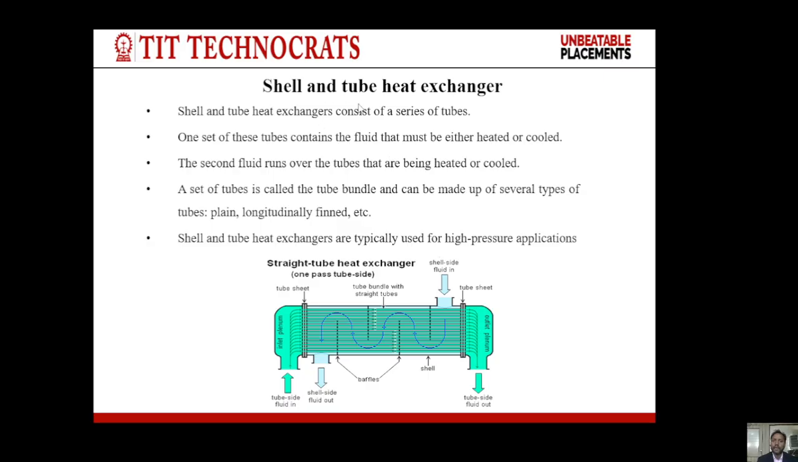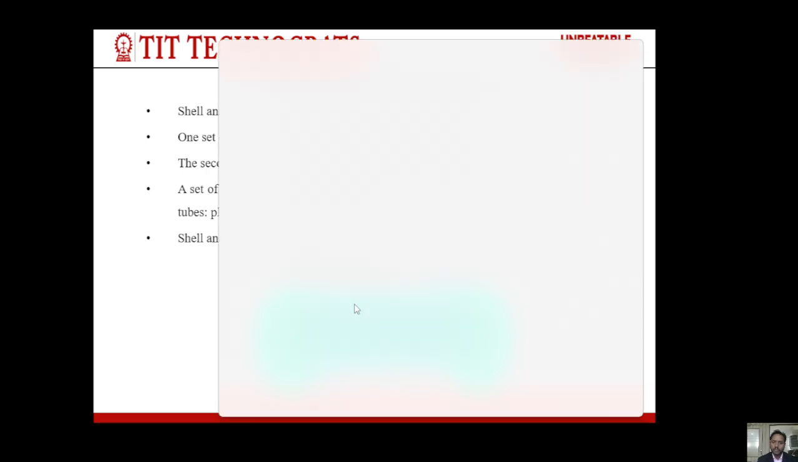The first one is the shell and tube heat exchanger. A shell and tube heat exchanger consists of a series of tubes. One set of these tubes contains the fluid that must be either heated or cooled. The second fluid runs over the tubes that are being heated or cooled. A set of tubes is called the tube bundle and can be made up of several types of tubes, plain or longitudinally finned. Shell and tube heat exchangers are typically used for high pressure applications. This is the diagram of the shell and tube heat exchanger.